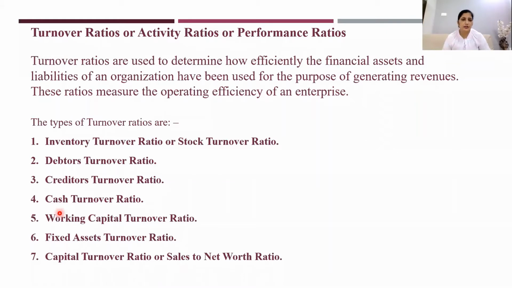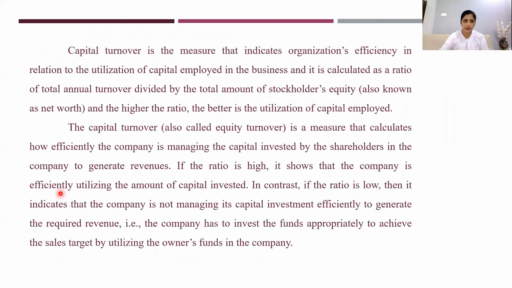This is not so important, never asked. Working capital turnover ratio, this may be asked. Fixed assets turnover ratio, capital turnover ratio, which is also called sales to net worth ratio. These are important, but the most important are debtors and creditors. Okay. First, we'll go for inventory turnover ratio.